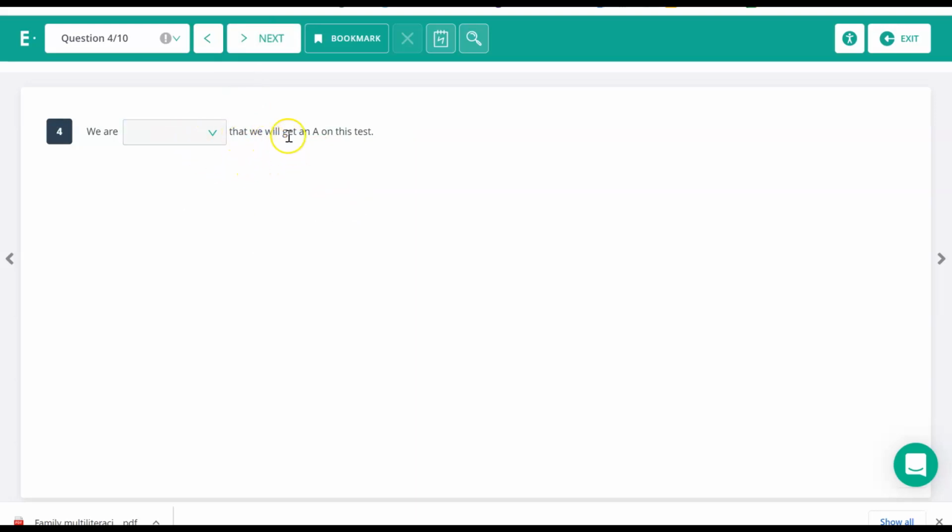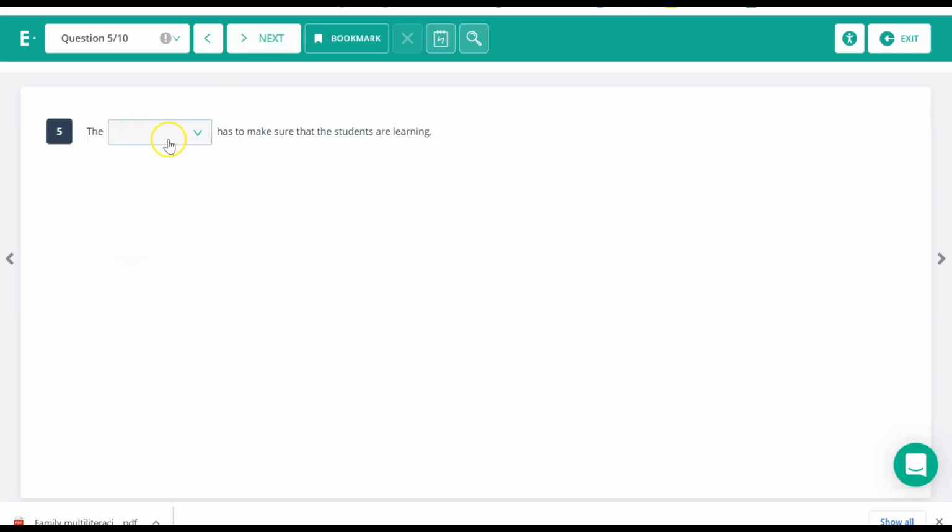We are blank that we will get an A on this test. Now all of these words have a suffix, something that is added at the end of a root word to change the meaning. Less, full, early. Our root word is hope. Hope, it can stand on its own. We are hopeless that we will get an A on this test. We are hopeful that we will get an A on this test. We are hoper. Hoper is not a word, so it's definitely not that one. We are hopely. Hopely is also not a word, so it's definitely not that one. Well, you might be full of hope that you would get an A on a test. So let's click hopeful.